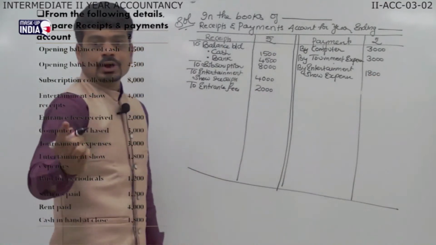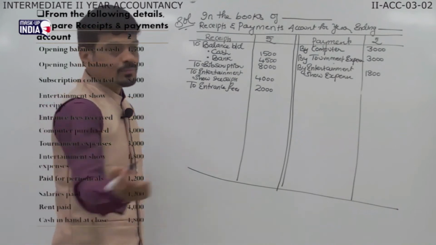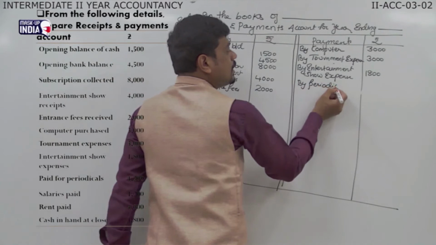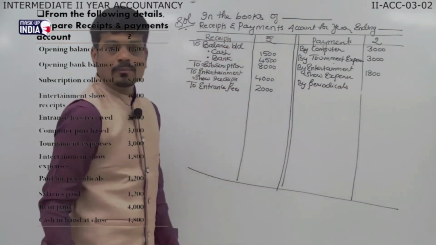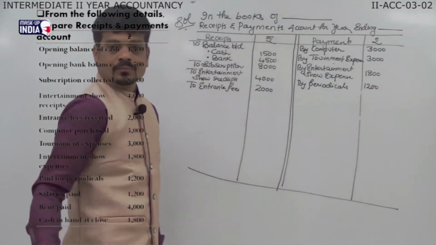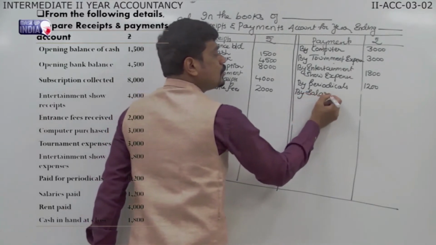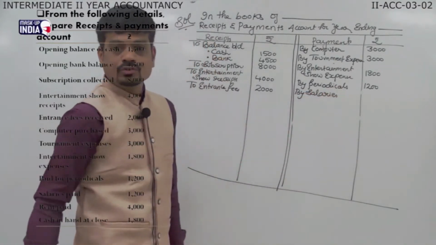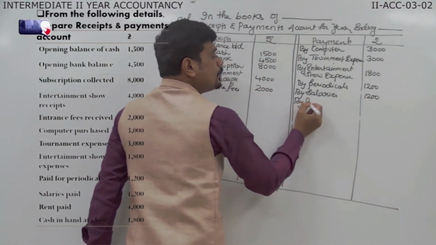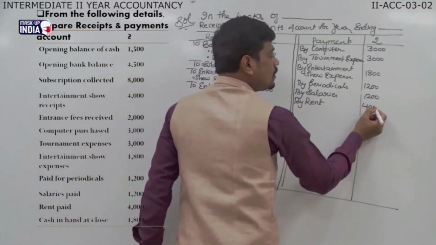Followed by what you paid for periodicals. Periodicals are nothing but magazines. So by periodicals, by periodicals payment amounts to rupees 1200. Followed by salaries paid. So salaries are again payments. So by salaries amounts to rupees 1200. And rent paid, by rent amounts to rupees 4,000.